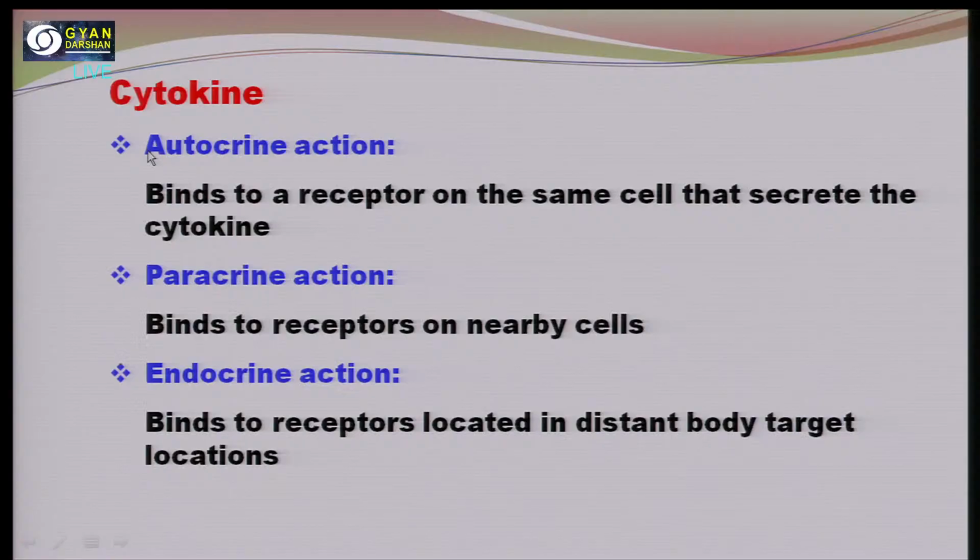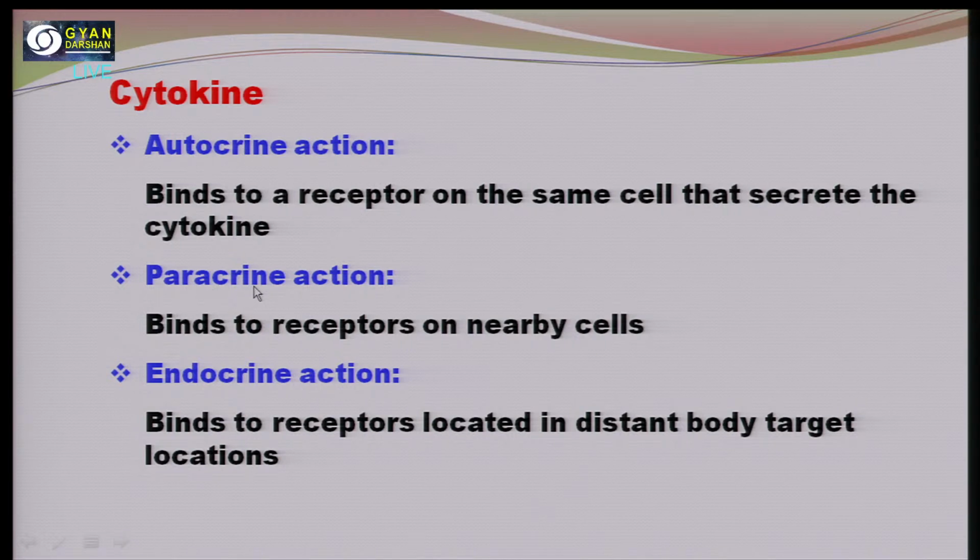Cytokines are basically divided into different groups based on their action. In autocrine action, the cytokine binds to the receptor on the same cell and secretes the cytokines. Same cell involved, binding to the receptor on the same cell. So that is the action of the autocrine.